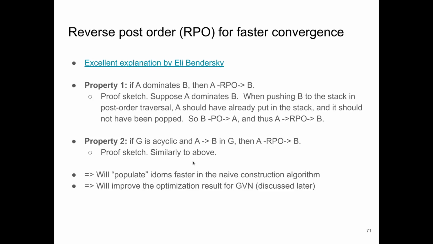And later, for GVN, a later optimization, which is short for global value numbering, we can see that it will improve the optimization result for the GVN. So if you visit blocks in this reverse post order, you are going to see the optimization result will be better for the GVN because of these two properties here. So we are going to discuss it later. So let's visit this topic probably in the next week.